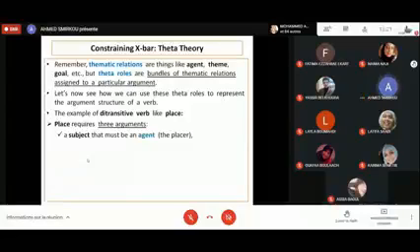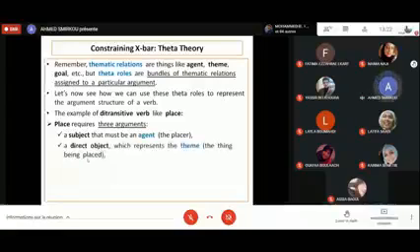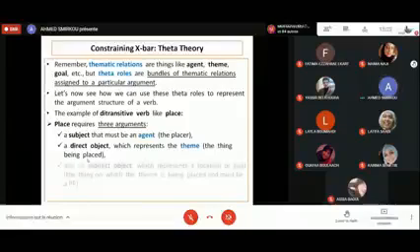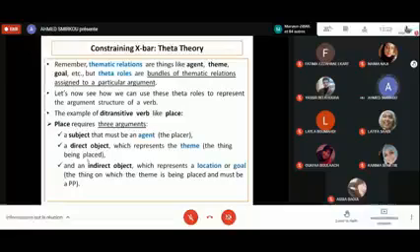It requires three arguments. A subject that must be an agent, the placer, somebody who places something. And a direct object which represents the theme. The book is the theme, the thing being placed, the thing that undergoes the action. And it requires an indirect object which represents a location or goal, the thing on which the theme is being placed, and it must be a prepositional phrase.